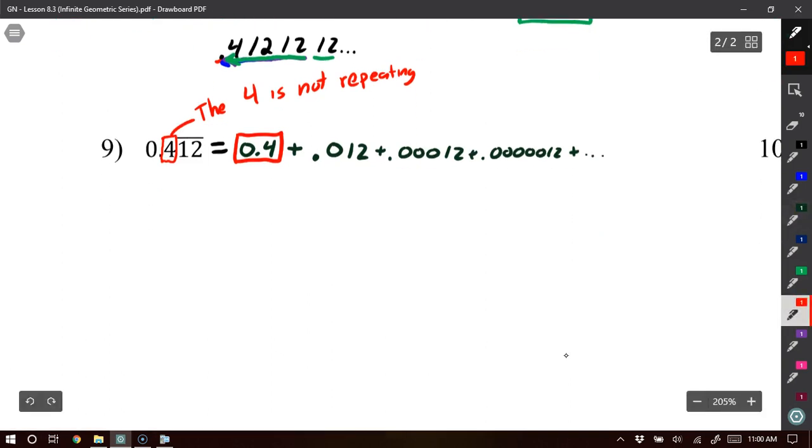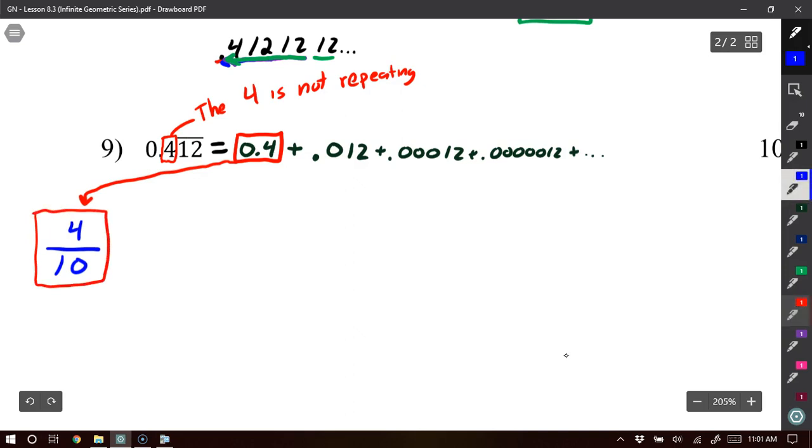So I'm going to take this 0.4 and I'm going to write it, and because that's the next part, I'm going to write it as 4 tenths. And I'm not going to simplify it, and there's a reason why. I'm going to keep this one here. That's the first part. The next part follows exactly what we've been doing.